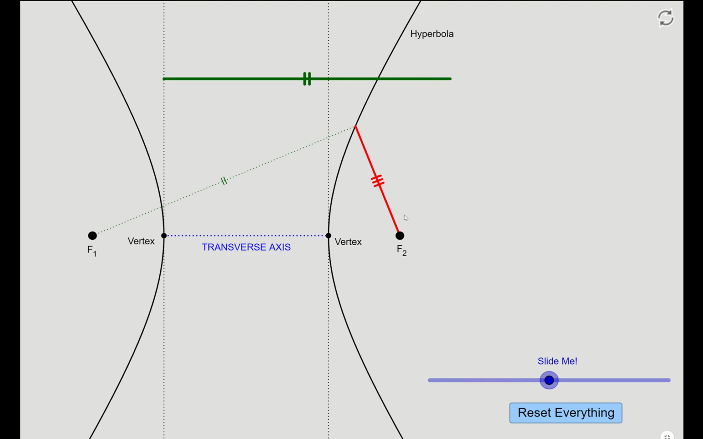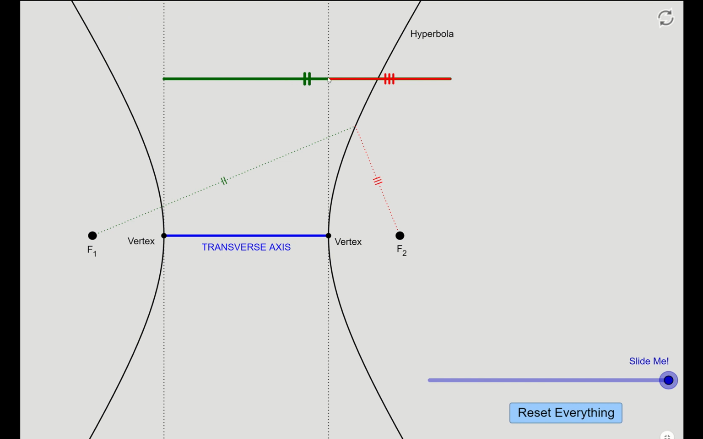Then as we further slide, we're going to take this red distance right here and put it right on top of that green distance. If you continue with the slider, what we're trying to demonstrate is that you get the length of that transverse axis by taking that green length and chopping it off right here between these two dotted lines, right? So we're taking that green length, the length from our point all the way to the first focus, and taking a scissors and chopping it right there. That's the length of our transverse axis.